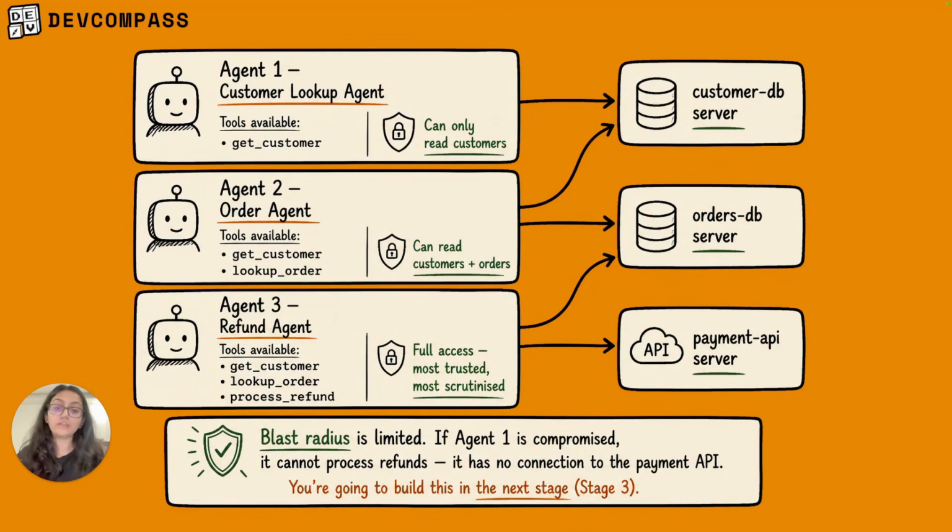Agent 3 is the refund agent. It connects to all 3 servers. It has all 3 tools. It's the most trusted agent in the system, and it's also the most scrutinized because it has the most power.